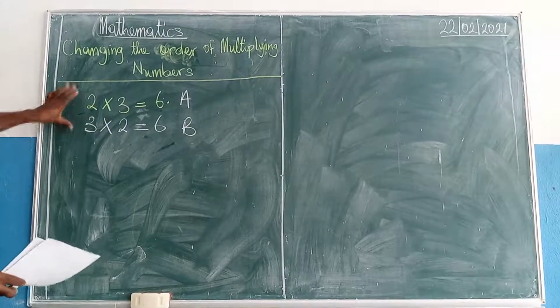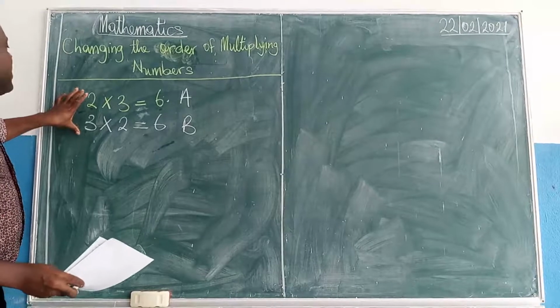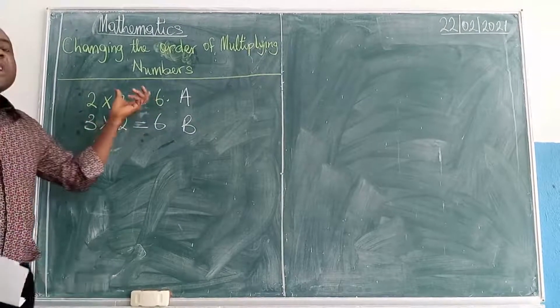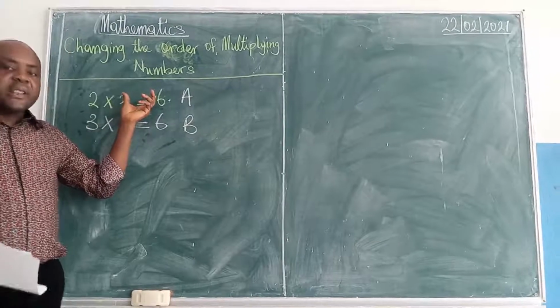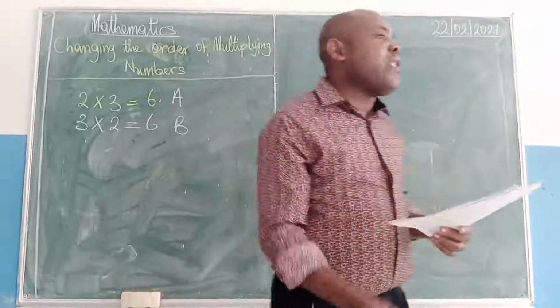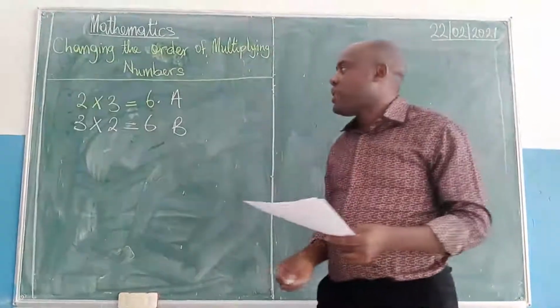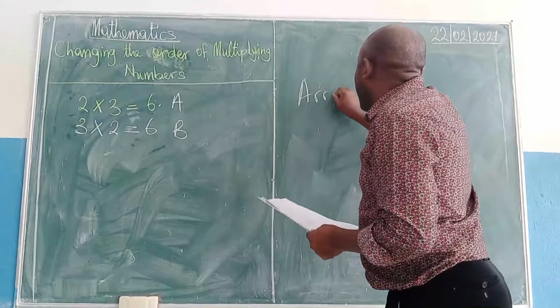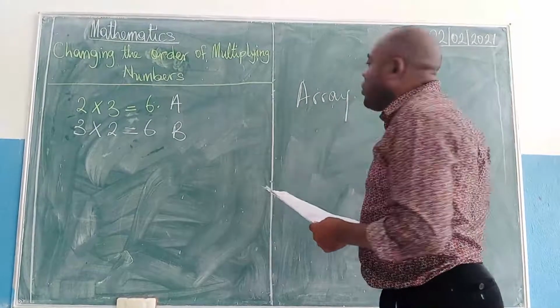So the topic tells us that if we change the order of the numbers which we are multiplying, we'll still come back to the same answer. Now, we want to start by using the array method.